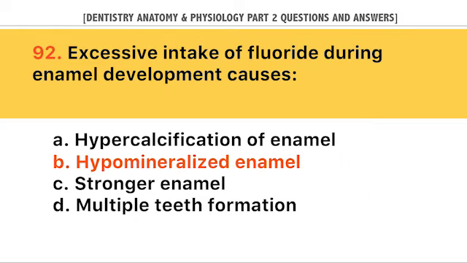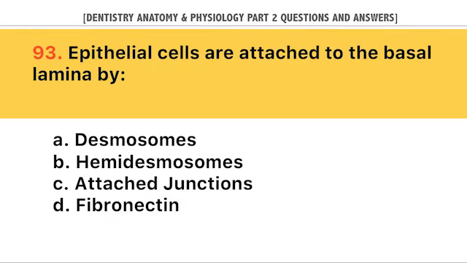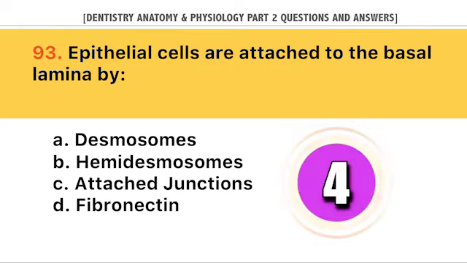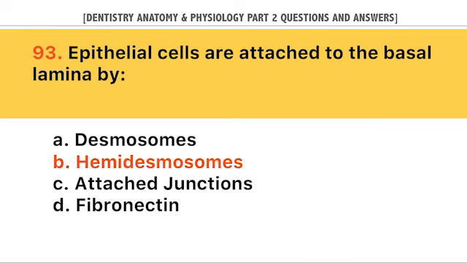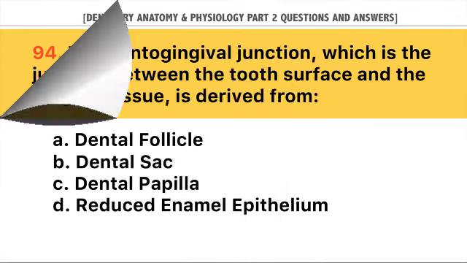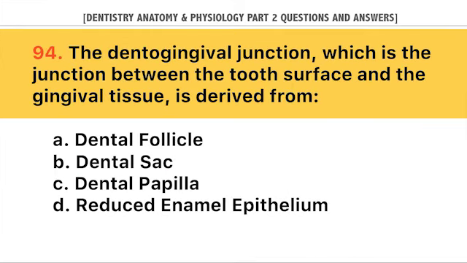Answer: B. hypomineralized enamel. Epithelial cells are attached to the basal lamina by A. desmosomes, B. hemidesmosomes, C. attached junctions, D. fibronectin. Answer: B. hemidesmosomes. The dentogingival junction, which is the junction between the tooth surface and the gingival tissue, is derived from A. dental follicle, B.